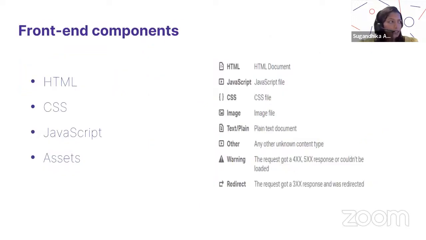Also, it's good to know what components are available on the client side. So these are the main components available on the client side that we are involved with in client-side profiling: HTML, CSS, JavaScript, and assets. And other than that, the things in this image are also helpful. I'm not going to list them down one by one. We'll talk about how they are important in the latter part of the presentation.